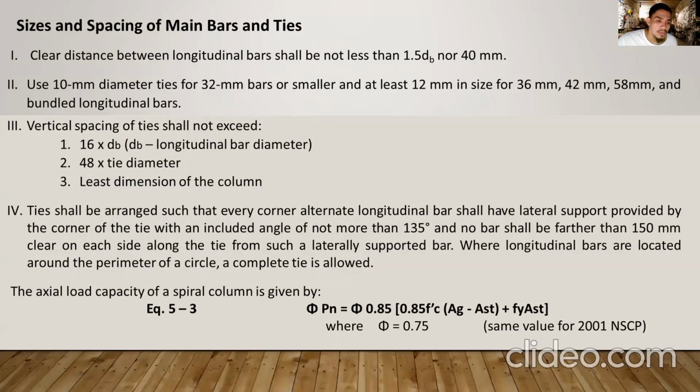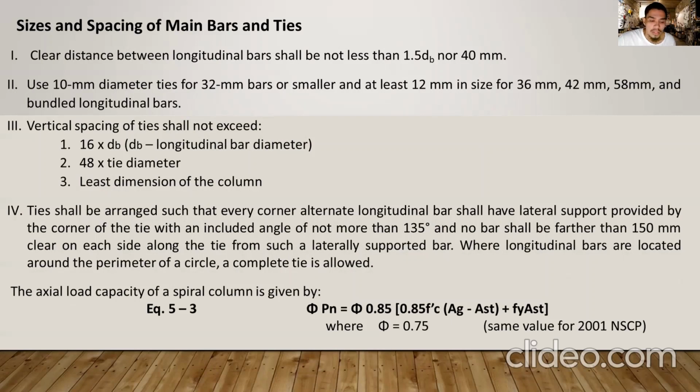Vertical spacing of ties shall not exceed 16 times the longitudinal bar diameter, 48 times the tie diameter, or the least dimension of the column. Ties shall be arranged such that every corner and alternate longitudinal bar shall have lateral support provided by the corner of the tie with an included angle of not more than 135 degrees, and no bar shall be farther than 150 mm clear on each side along the tie from such a laterally supported bar. Where longitudinal bars are located around the perimeter of a circle, a complete circular tie is allowed.